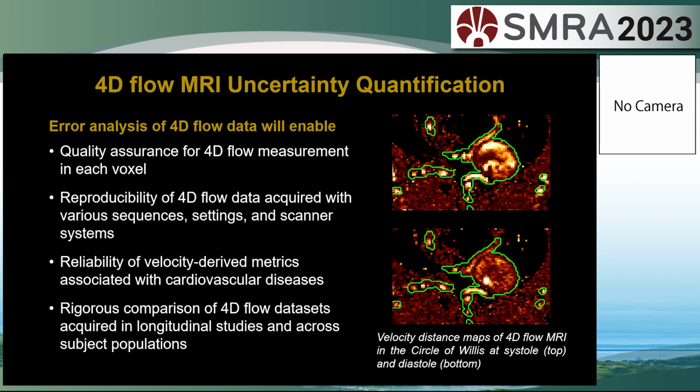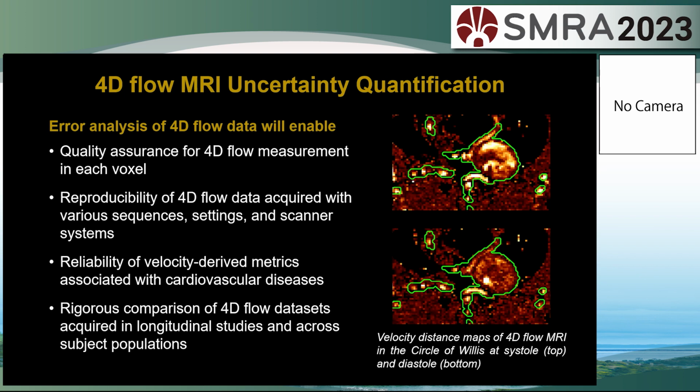It will enable reproducibility of 4D flow MRI that is acquired with different imaging settings, different scanners. It will also improve reliability of velocity-derived metrics, such as wall shear stress, responsible for triggering vessel adaptation and remodeling, because we can propagate uncertainty through numerical schemes used to calculate these velocity-derived metrics.